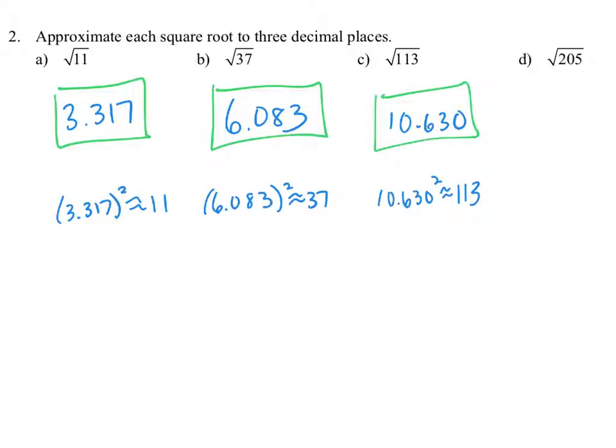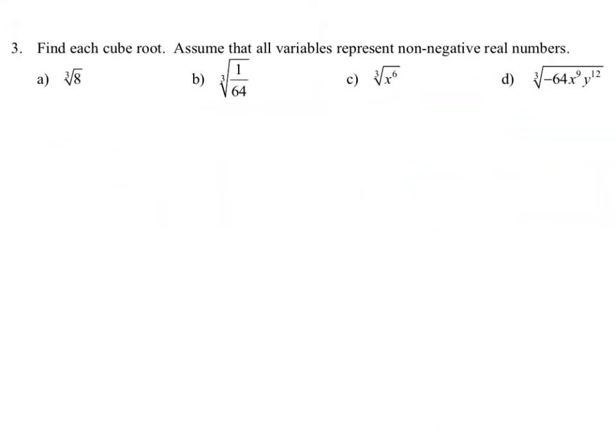The square root of 205 is 14.318. Check it by taking 14.318, which is rounded, to the second power. You'll get something very close to 205. And that's a squiggly equals sign, which is an approximation. Our answer is 14.318.